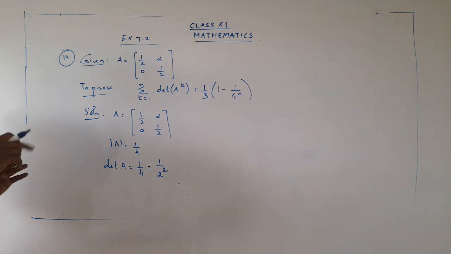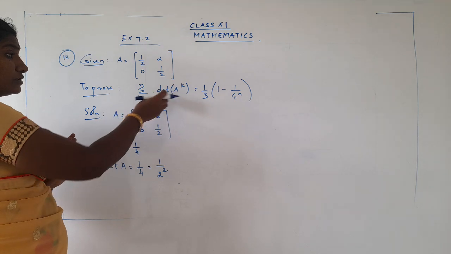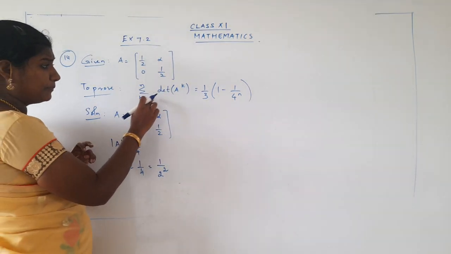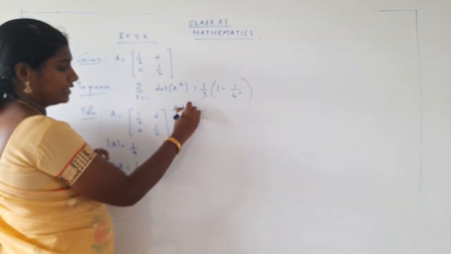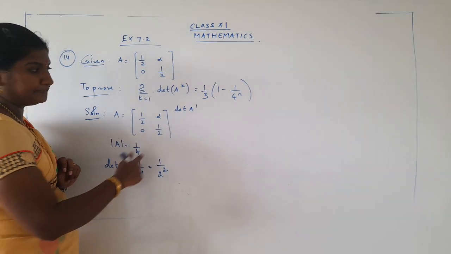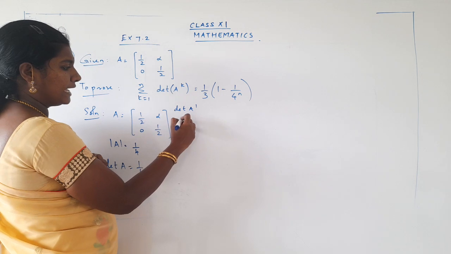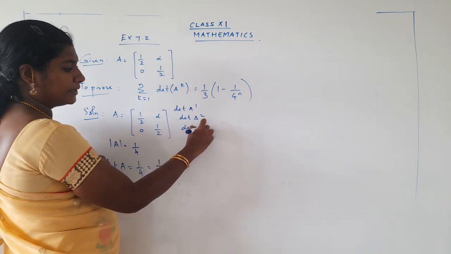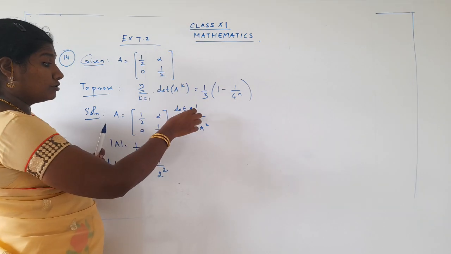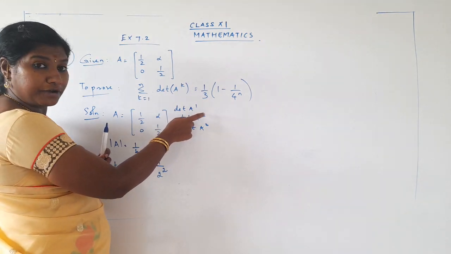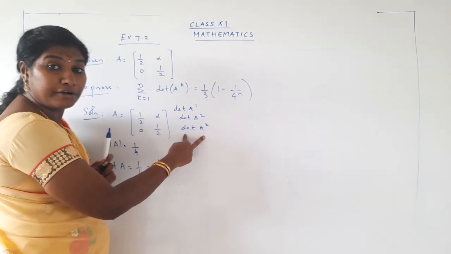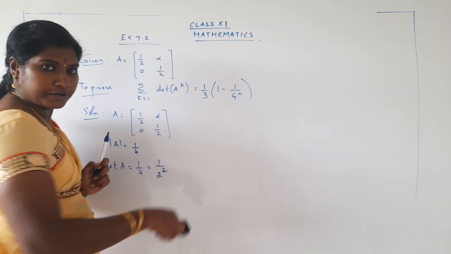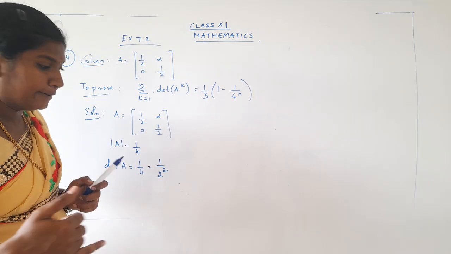Now I am going to take A square, because I have to find out determinant of A square. See here, if I put k as 1, I get determinant of A raised to 1. If I take k as 2, I get determinant of A square. If I take k as 3, I get determinant of A cube, and so on. So we have to find A square and A cube first, and then only we can find out the determinant part.